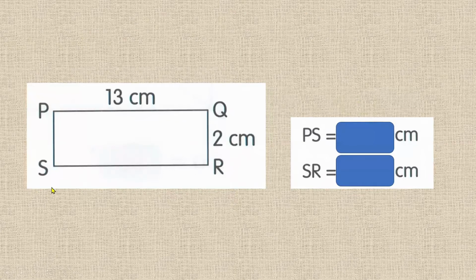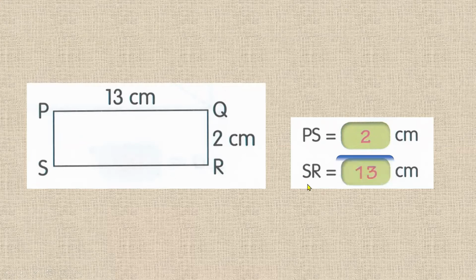Now this is a rectangle. We have here 13 centimeters for PQ and then QR is 2 centimeters. Since we know that this is a rectangle, opposite sides are equal. Therefore, PS, which is this one, is also 2 centimeters because this is 2 centimeters. SR, which is this side, is 13 centimeters since PQ is 13 centimeters.